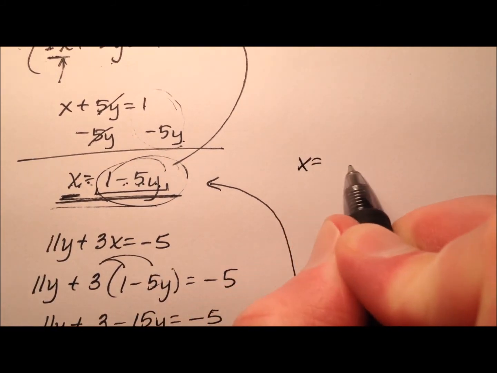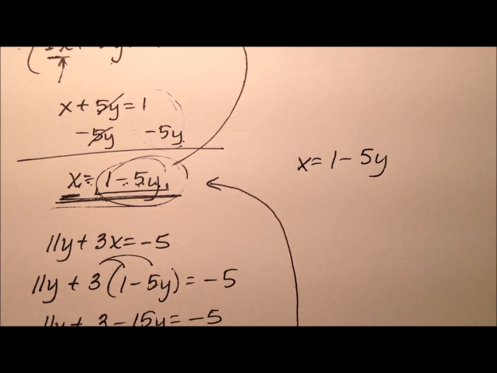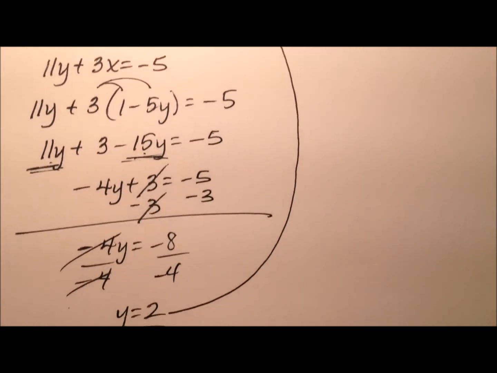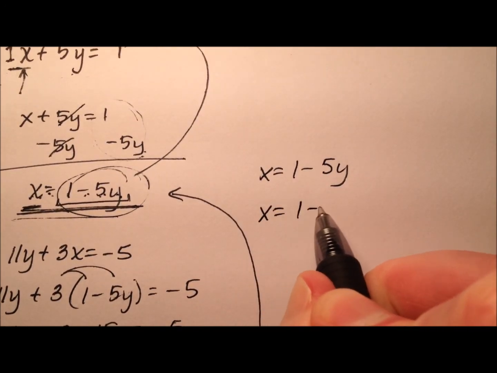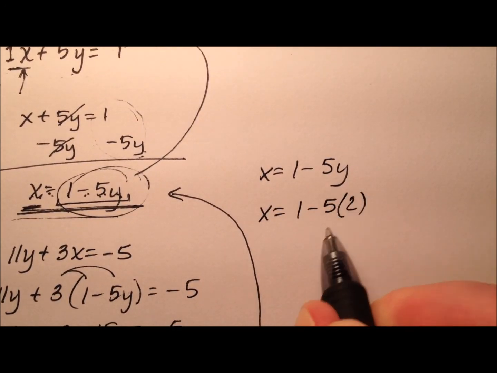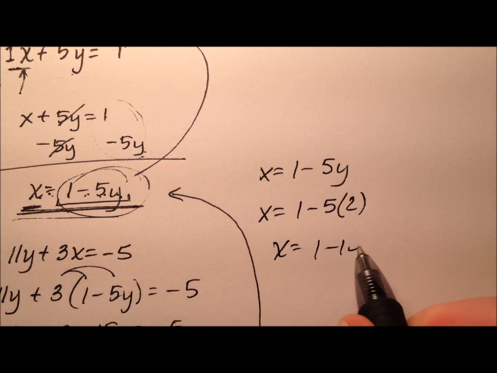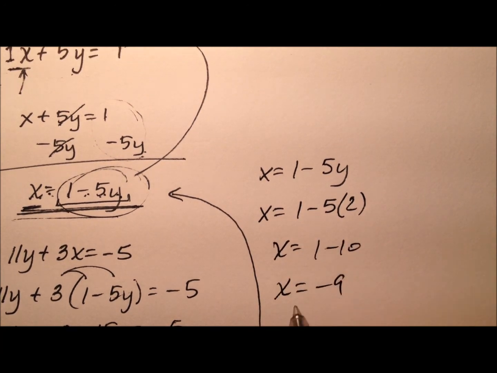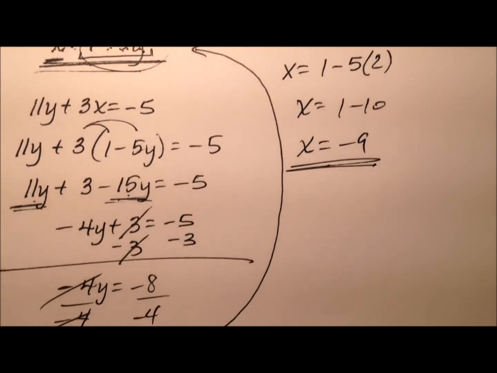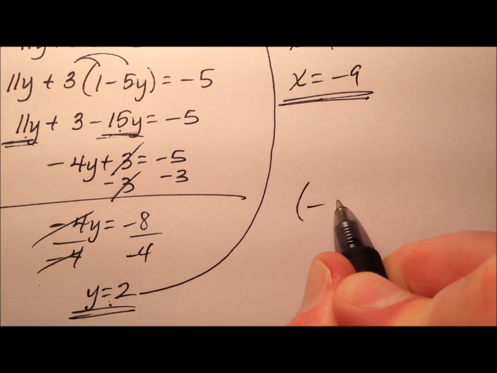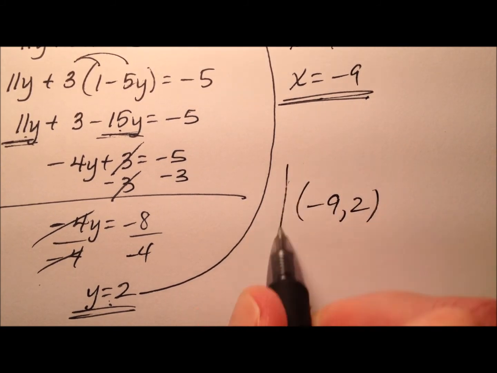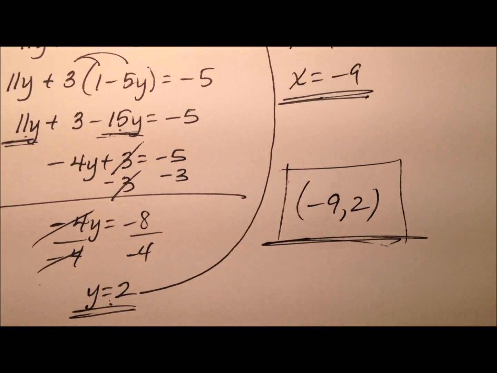So x equals 1 minus 5y, and we just said our y value was 2. So let's go ahead and plug in a 2 for y. So x equals 1 minus 10, x equals negative 9. So negative 9 is the x value, 2 is our y value. So the ordered pair that functions as the solution for this linear system is the ordered pair negative 9, 2.